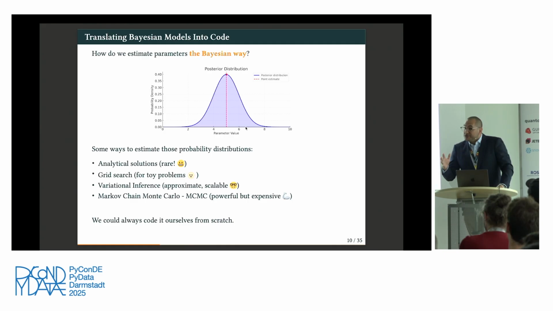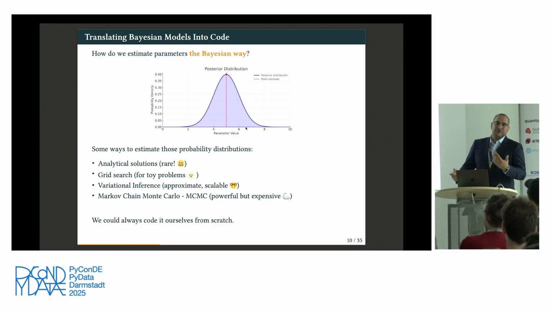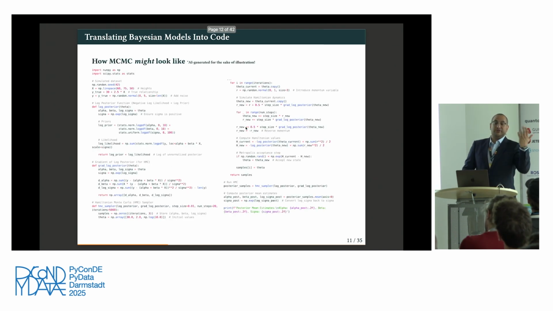You can use variational inference, which is scalable, but it's an approximation. Or you can use Markov chain Monte Carlo sampling methods, which are very powerful, but very expensive. So, depending on your problem, you can choose some of these or some other methodology. And, once you pick your flavor, you could always code it yourself, and you're done, right? So you could code something like this and call it a day, go home.